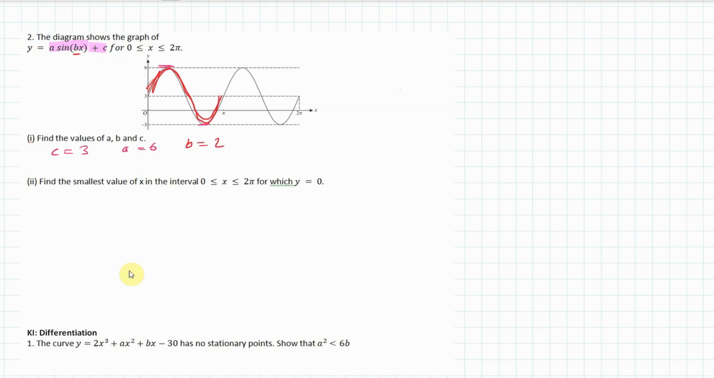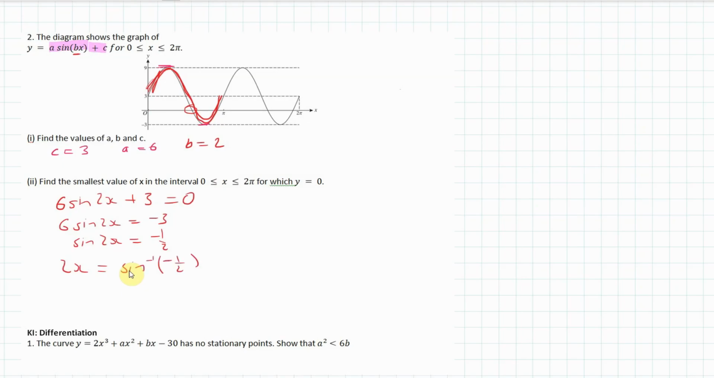Now we've got to find the smallest value of x in the interval 0 is less than x is less than 2 pi, for which y equals 0. Now where does y equal 0? Well, here, right? So we want to solve that. So we can now write our equation, which is 6 sine 2x plus 3 equals 0. And then we rewrite this, 6 sine 2x equals negative 3. Sine 2x equals negative 1/2.